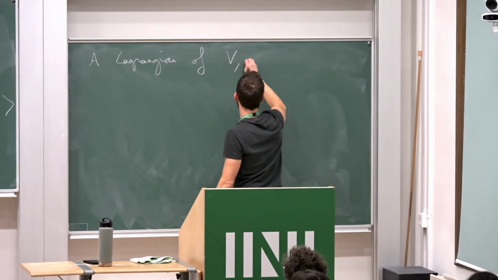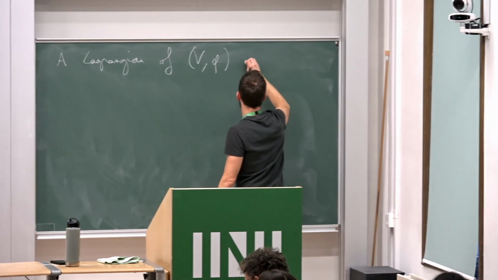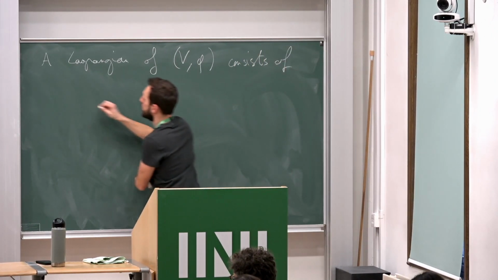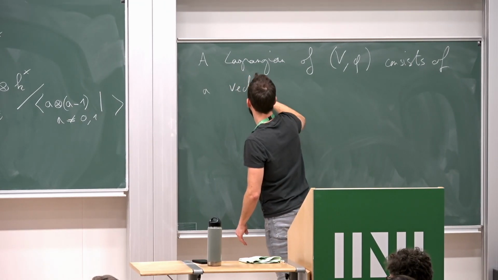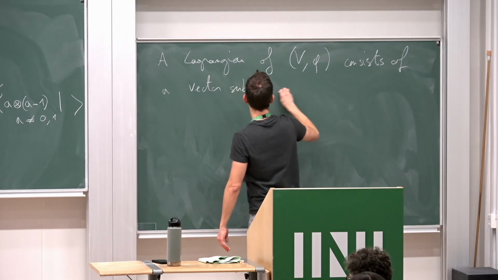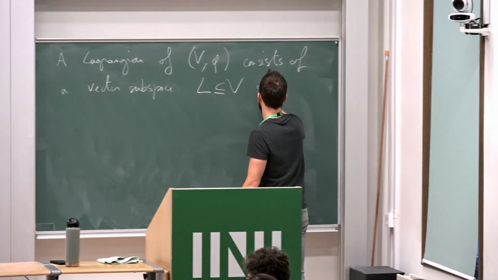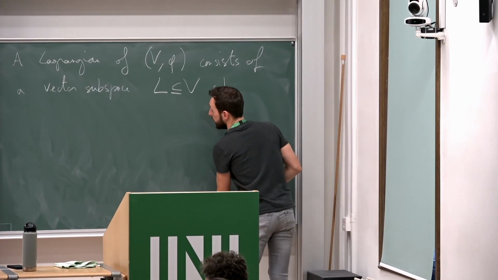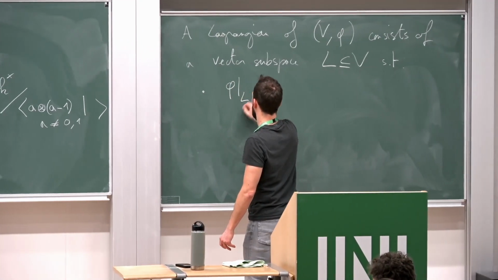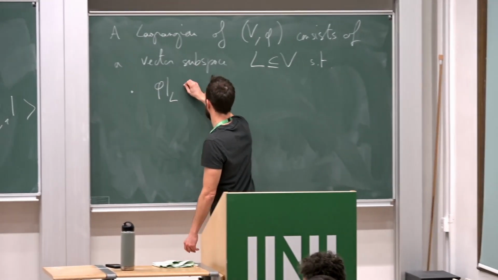of a form consists of a vector subspace of V, such that two things happen. First is that if I take my form and I restrict it to this subspace, I get 0.